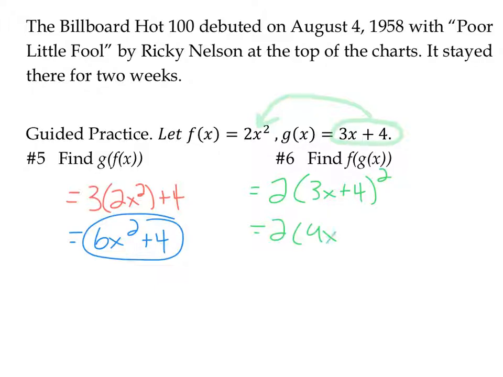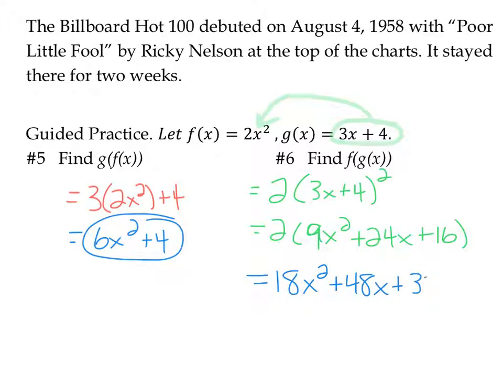It's going to be 9x squared. And you get the two middle terms that will combine. You'll have a 12x and a 12x. That's where you get the 24x. Foil these to make sure that you are able to square that binomial, 3x plus 4 times itself. And now we can distribute the 2 into the parentheses, and we'll have 18x squared plus 48x plus 32. And that would be our composition of f of g of x.